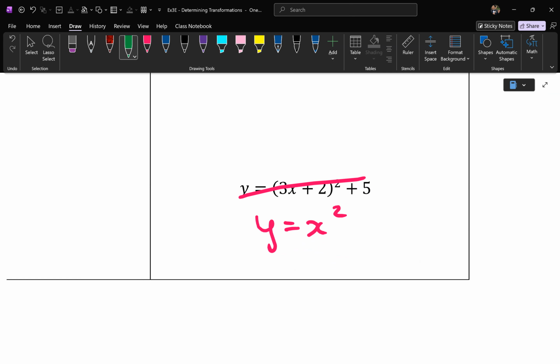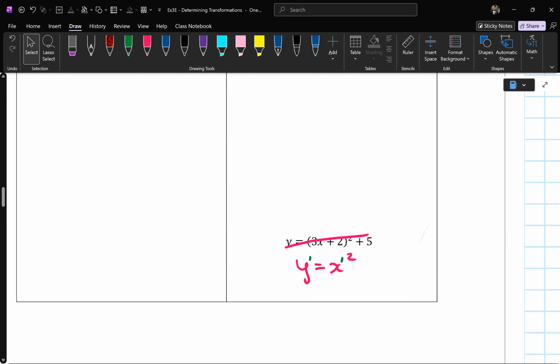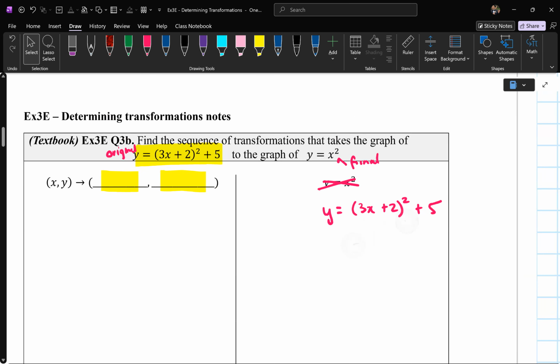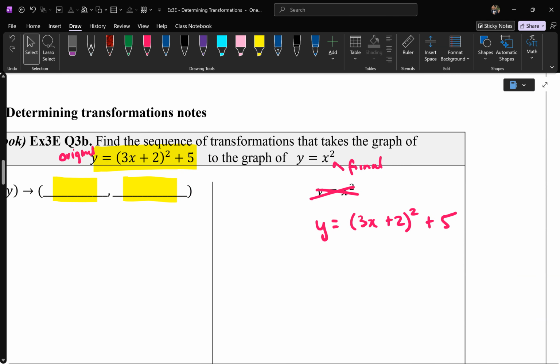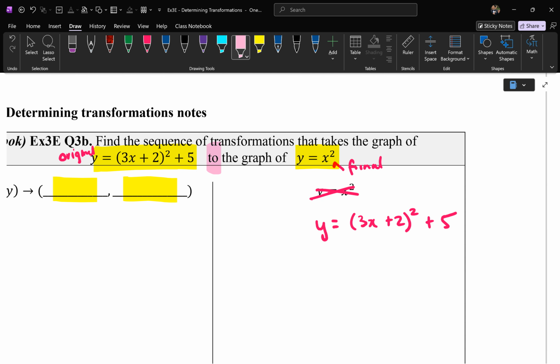So to tell the difference, I'm going to put a dash on these ones. So it's y dash, x dash. That way I know this is the final function and this one is the original. So how do I know from the question? Because it says takes the graph of this to this. Because it says to, that means this is the final and this is the original. Okay? All right, so how do we do it?